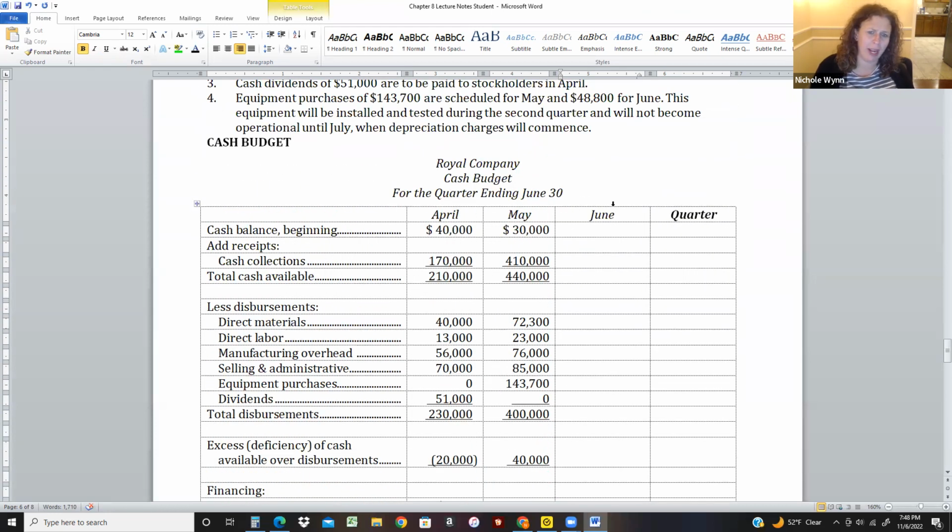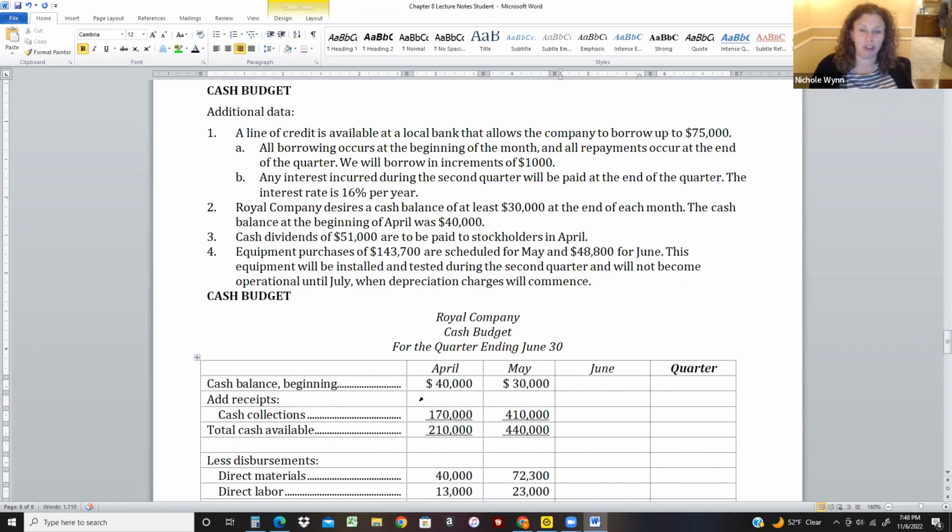So I went ahead and did April and May for you because I'm saving time as far as putting the project together, but I wanted you to do the quarter. So we're putting the notes together. So we're going to begin. This is the information that was given to us. We're beginning this quarter with $40,000. That's what we're going to start with in April.